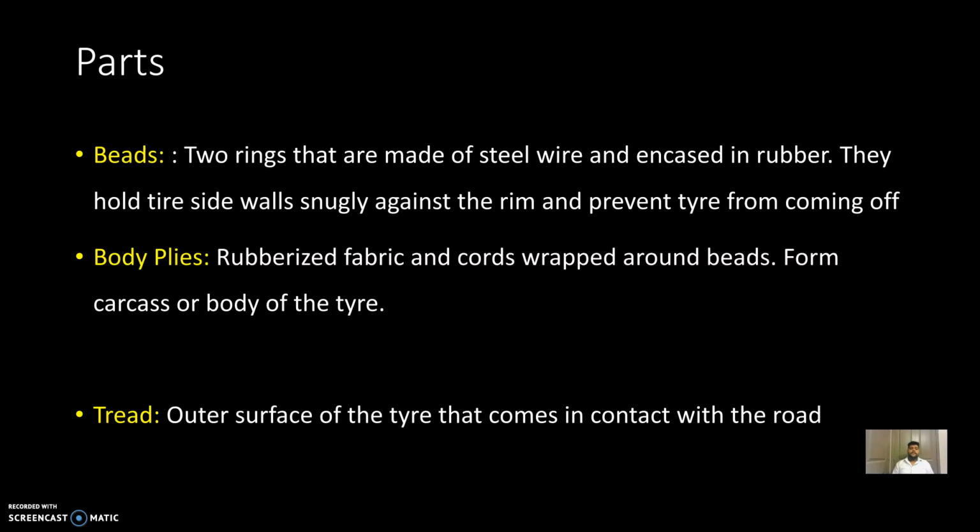Now the second part, which is the body plies. The rubberized fabric and cord wrapped around the beads form the carcass or body of the tire. Now the treads, the third part. It's the outer surface of the tire that comes in contact with the road. That's what we usually see of the tire.